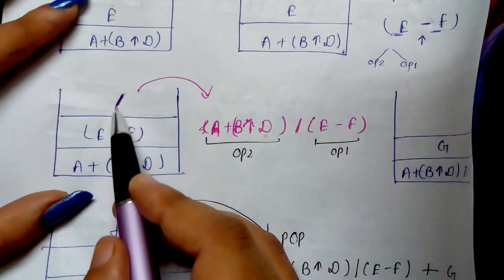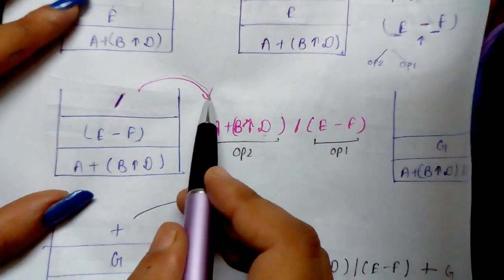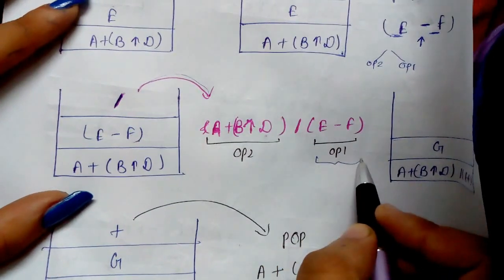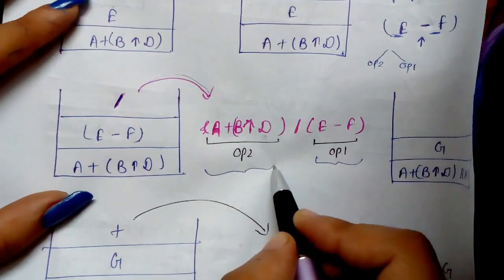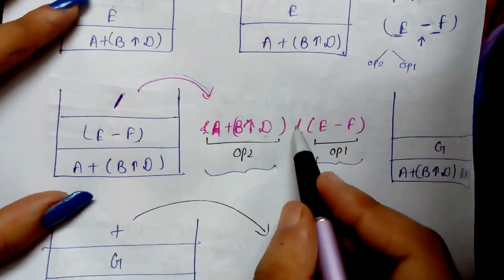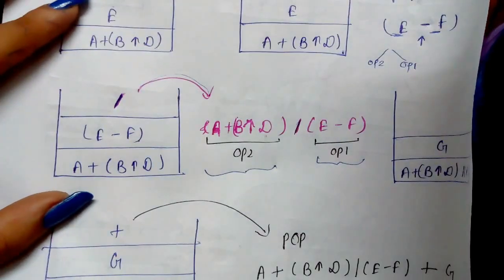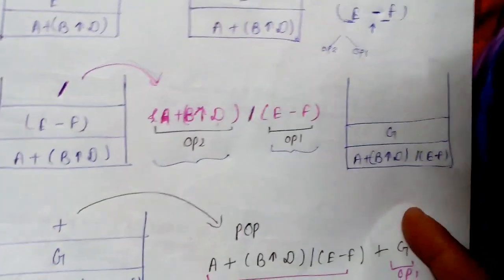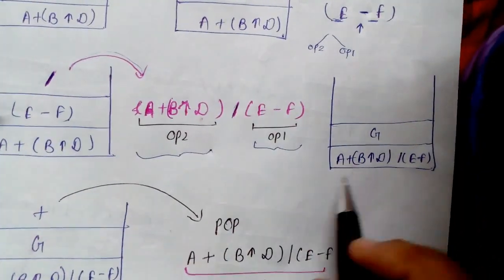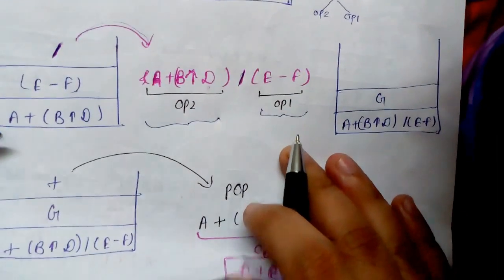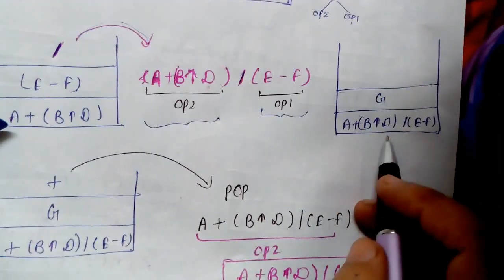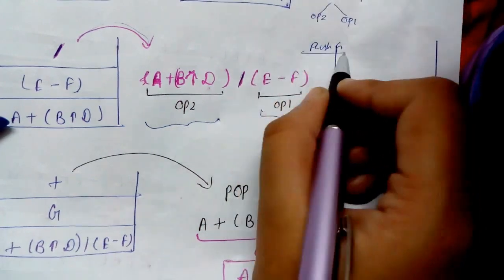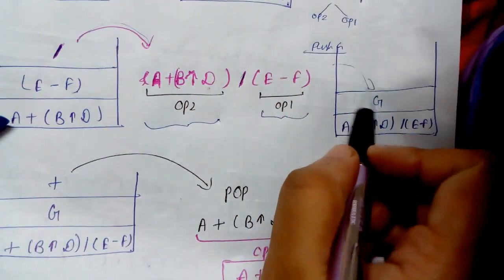After that division is coming. When division comes, we will pop in the same way. Operand number 1 is E minus F, operand number 2 is A plus B power D, and we will place the division between operand number 2 and 1. After that G will come, then we will push G into the stack.